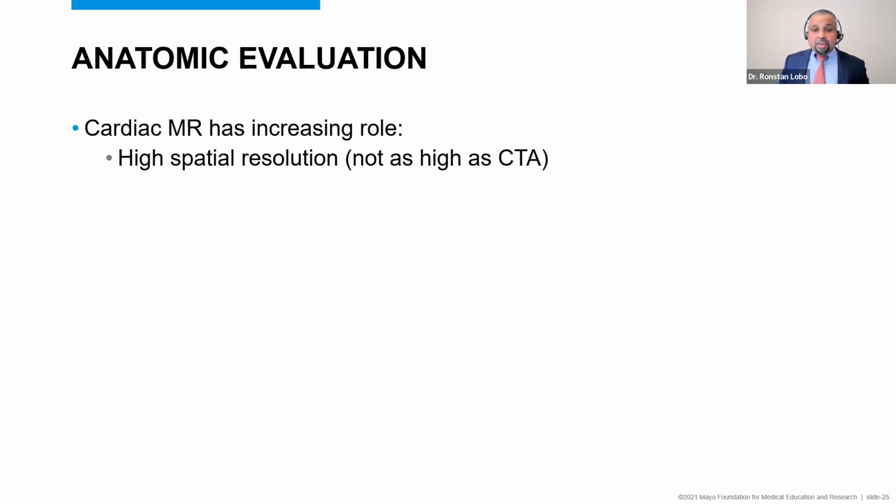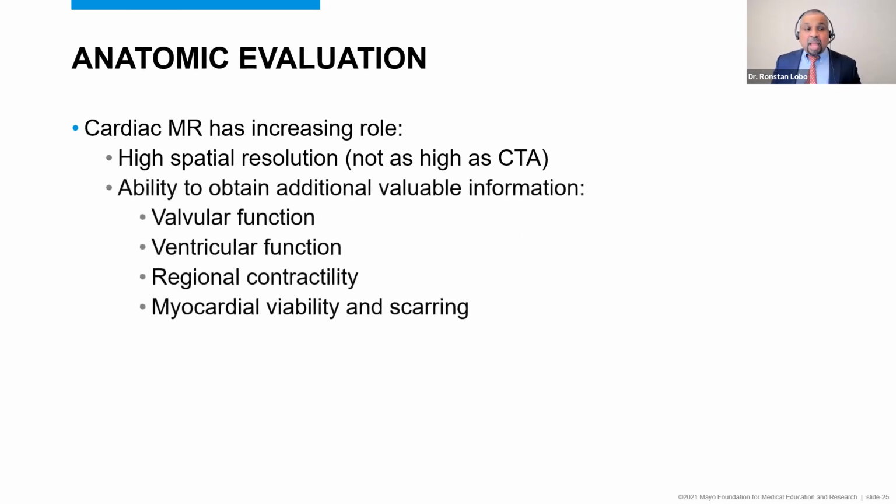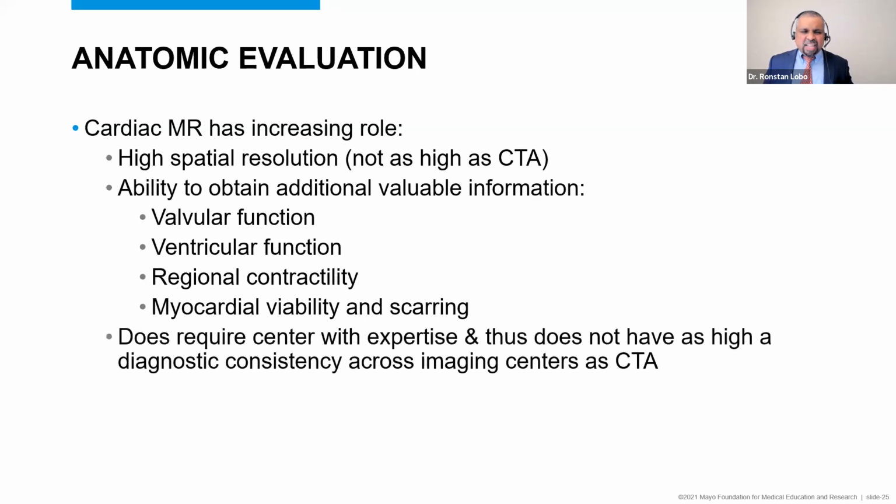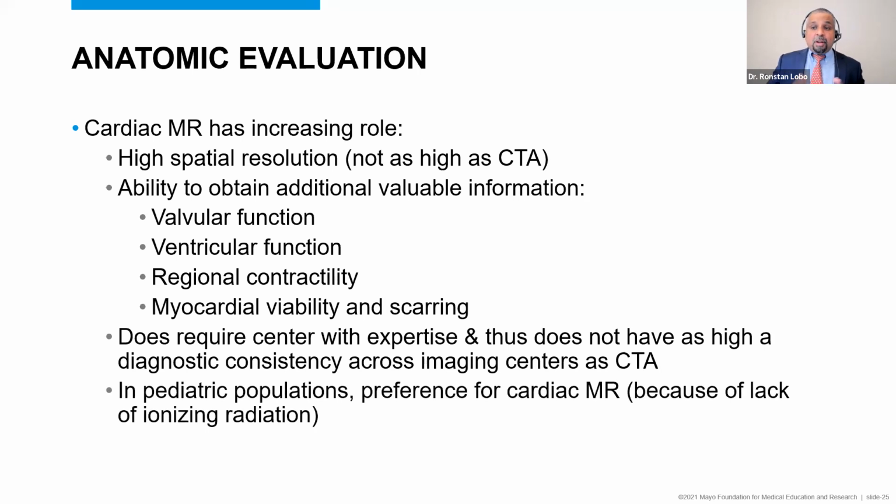Cardiac MRI has been playing an increasing role, though. It has high spatial resolution, although not as high as a CTA. In addition to that, it can obtain additional valuable information, such as valvular function, ventricular function, regional contractility, late gadolinium enhancement, suggesting scarring, and even myocardial viability. However, it does require centers with expertise and thus does not have as high a diagnostic consistency across imaging centers as CTA does. In the pediatric population, though, the preference is to use cardiac MRI, again, because of the lack of ionizing radiation.